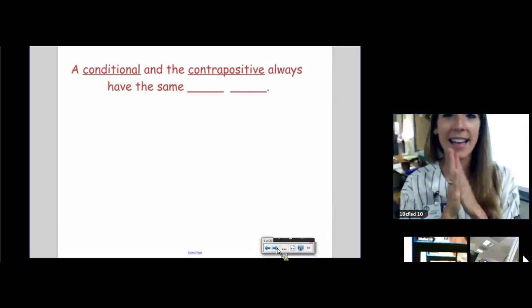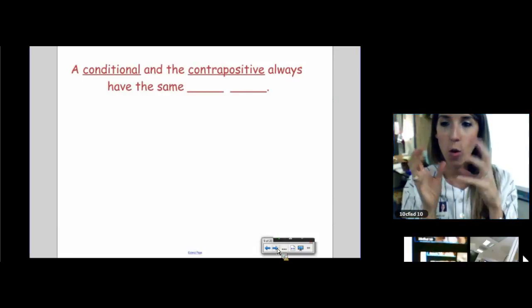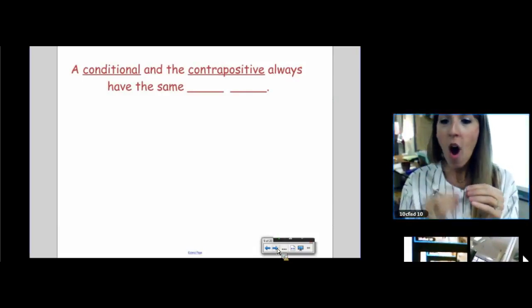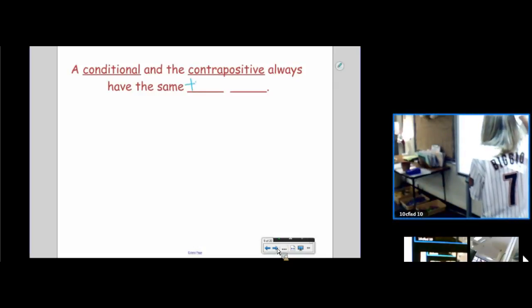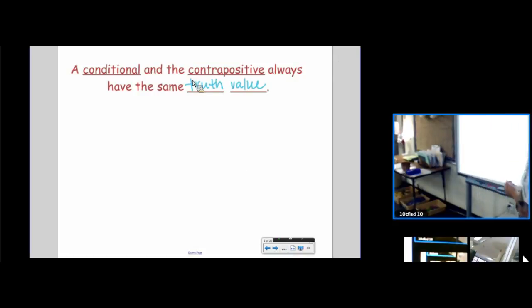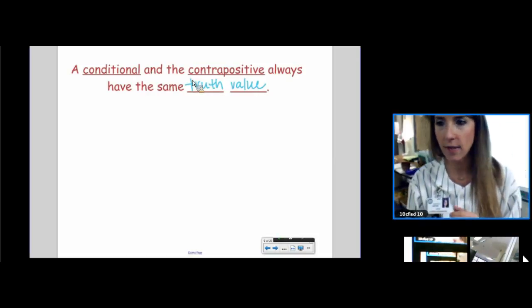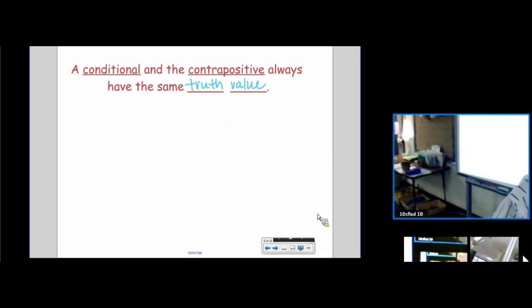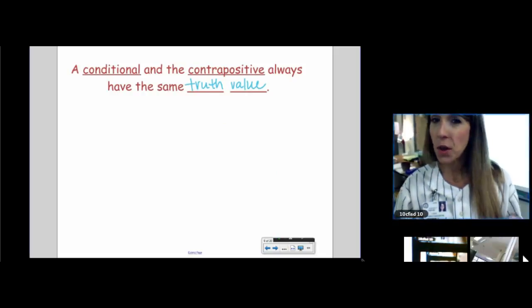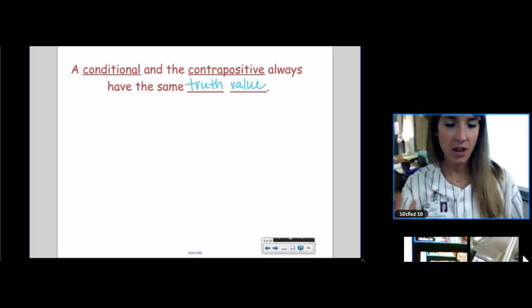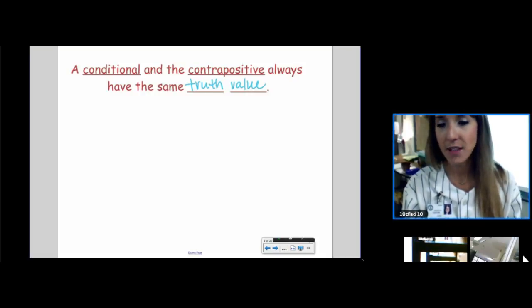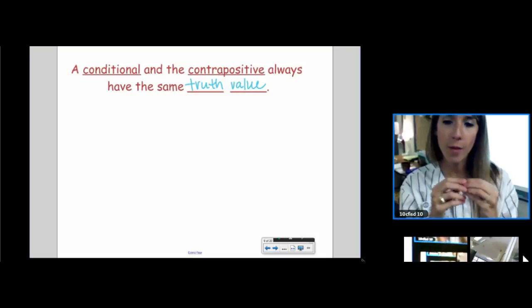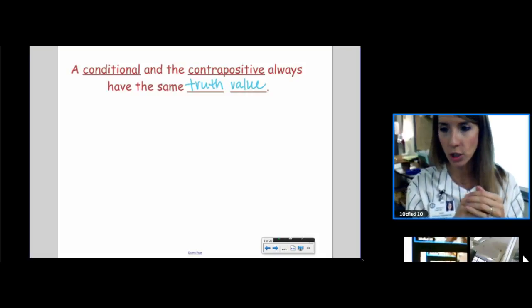Believe it or not, a conditional and its corresponding contrapositive always, good job, they do always have the same truth value. A conditional and its contrapositive always have the same truth value. So if you're positive the conditional is true, and you're just not sure if the contrapositive is true or not, now you know that they have the same truth value. So if you're sure about one of them but not sure about the other, go with the one that you're sure about.